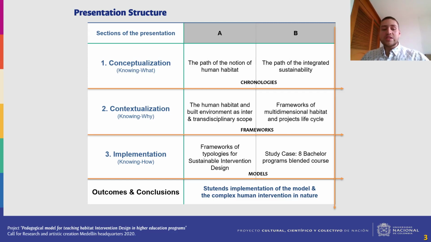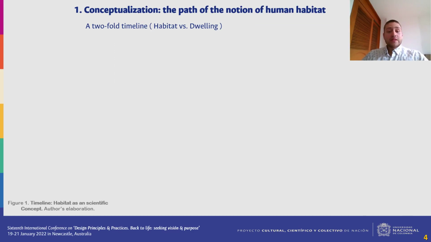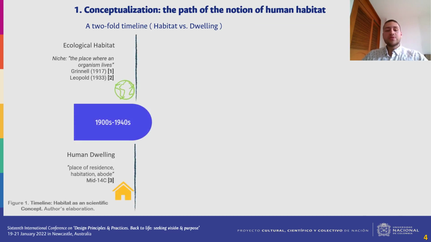And all these three sections have to do with classical types of knowledge production: know how, know why, know what. Thanks. So let's begin. Conceptualization, the path of the notion of human habitat, a twofold timeline: habitat versus dwelling.